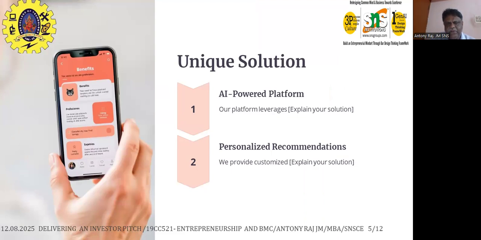Again, next is the uniqueness of the solution which you're going to offer to the particular market. For example, if you talk about your product as an AI powered platform, this is one of the uniqueness today, because a lot of investors look for AI powered platforms. And for example, personalized recommendation. These are some examples of unique solutions which you can use. In the presentation, your product, the solution should be unique. If it is something which already exists in the market, then you will not have a chance of getting funding. But if your solution is unique, then the probability of getting funding drastically increases.